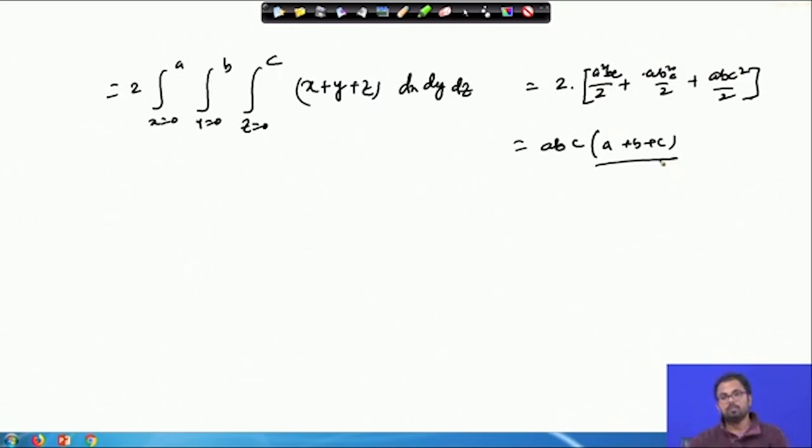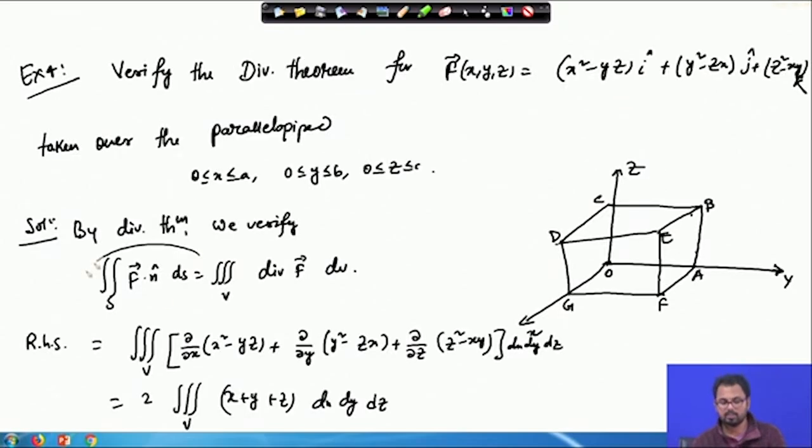Now, we have to verify whether this left hand side is also equal to that volume integral or not. Now, here is the interesting part. This is not a very simple surface integral to evaluate. Here we have basically 8 surfaces. So, on every surface of this parallelepiped, we have to evaluate the surface integral, and on every surface, we have to calculate this unit normal, and for every surface, we substitute that unit normal and then we do the calculation of this surface integral.